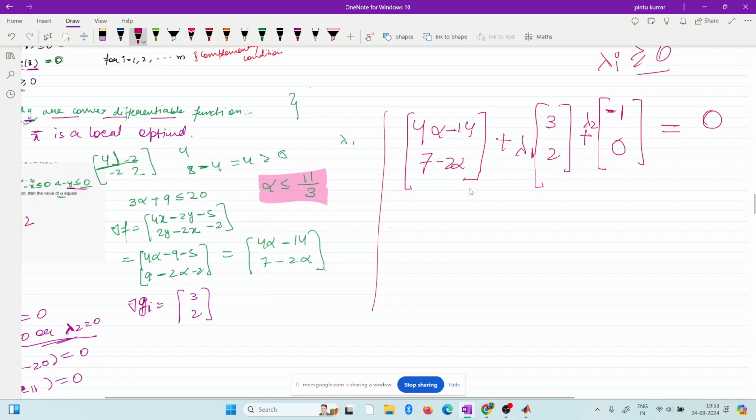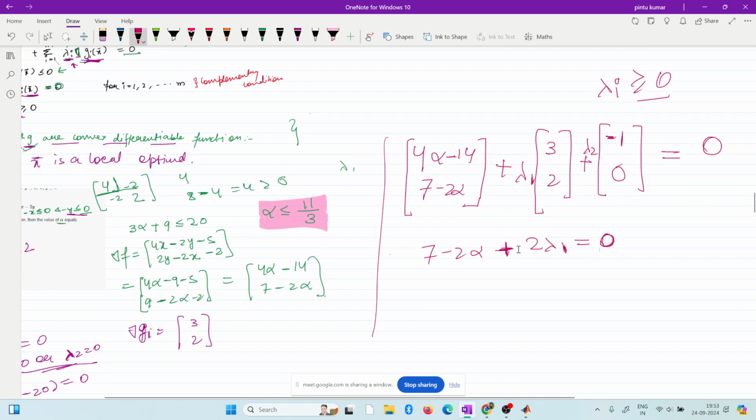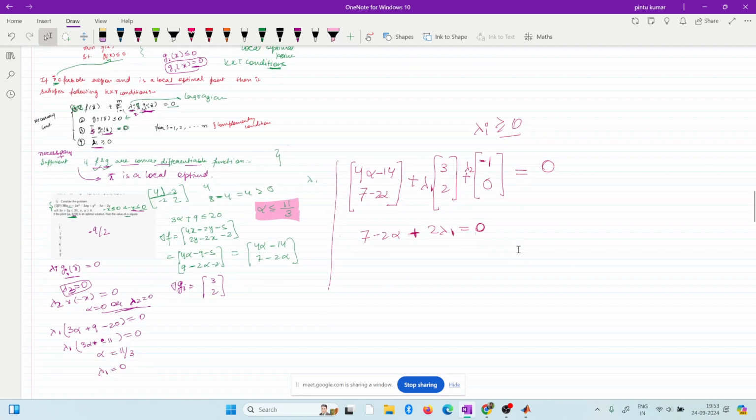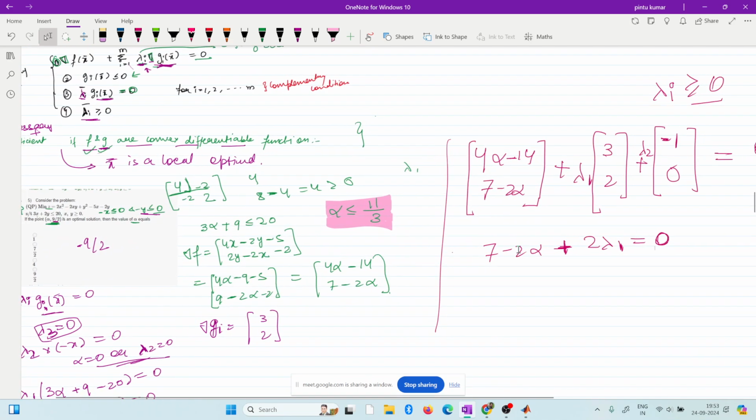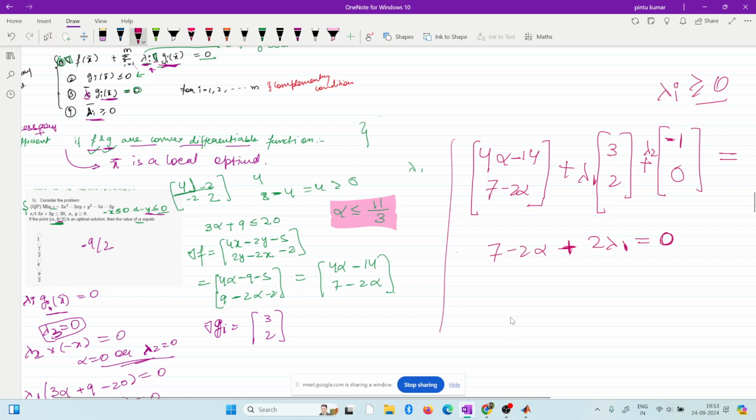Let's see if we can make something out of here. Let's look at the second row first. This is 7 minus 2 alpha, right? Plus 2 lambda 1 is equal to 0. So what we can do over here is 11 by 3. Just give me a second. And another condition that we have is this: 4 alpha minus 14 plus 3 lambda 1.